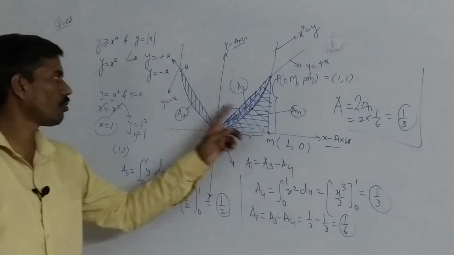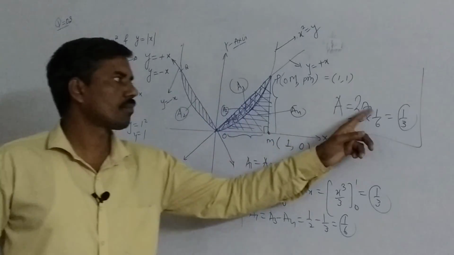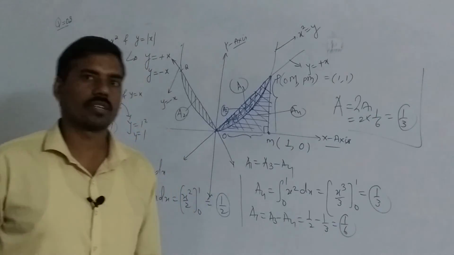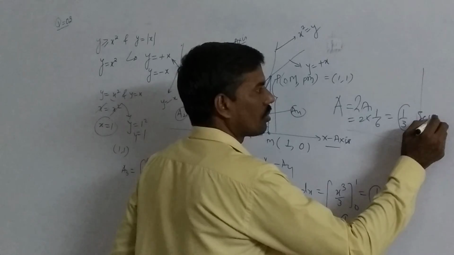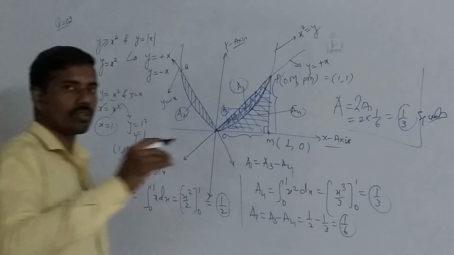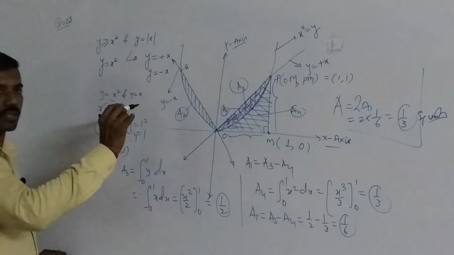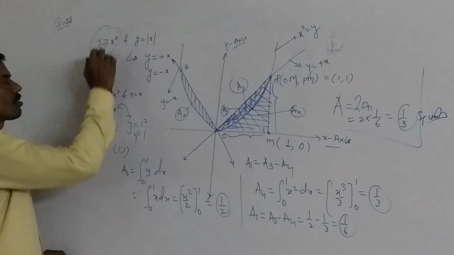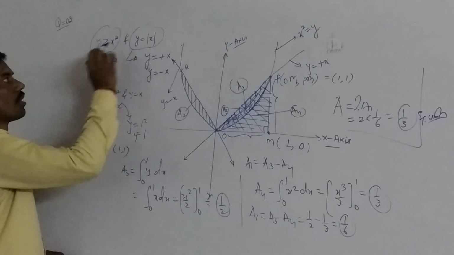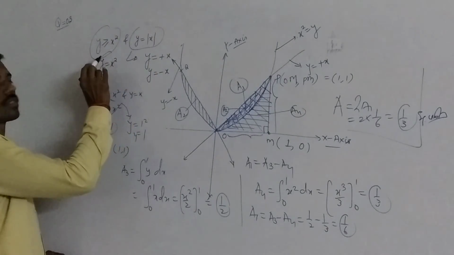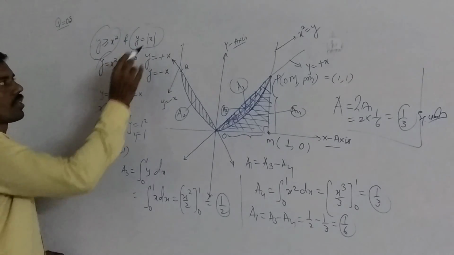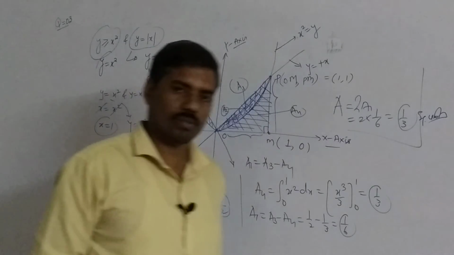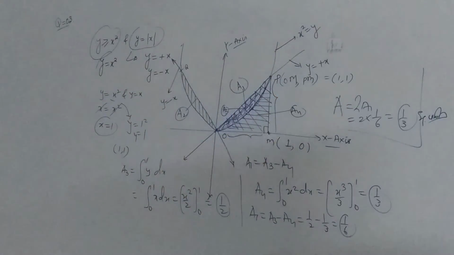We needed the total A of both parts, so we multiplied by 2: 2 into 1 by 6, that is 1 by 3 square unit. So 1 by 3 is the total area between the curves y is equal to x square and y greater than or equal to, that is the inequalities, y greater than or equal to x square and y is equal to modulus of x. Okay, that is 1 by 3. Please make a note.